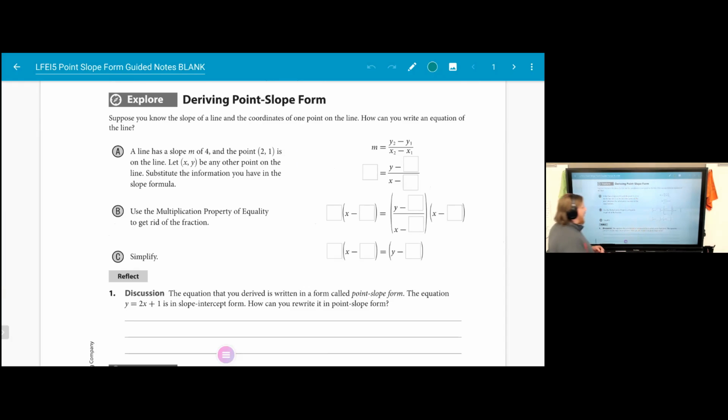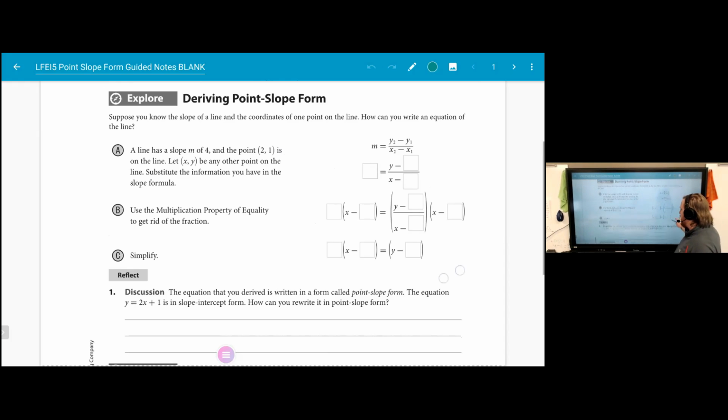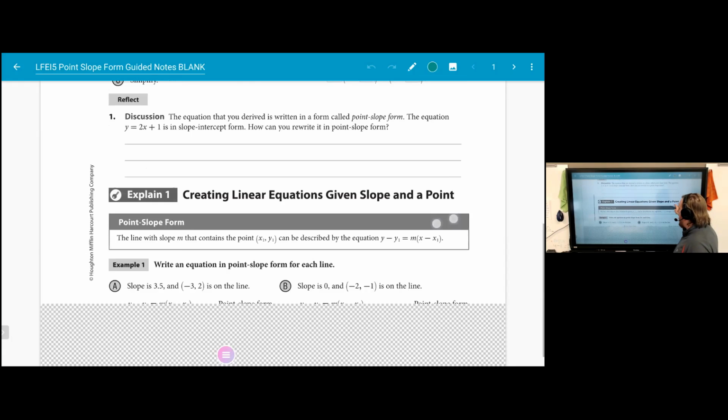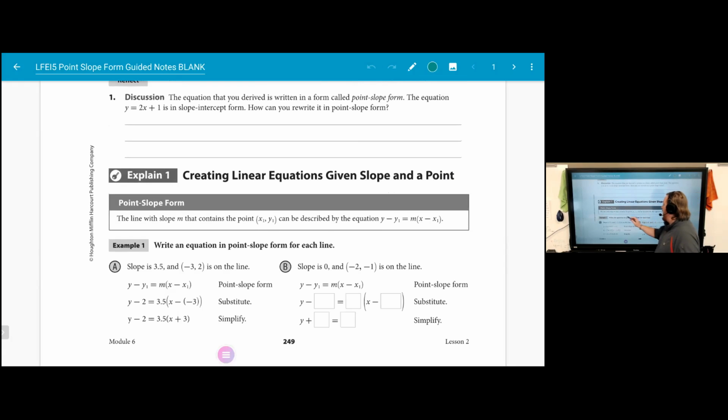How point slope form was derived was just rearranging the slope formula. We have m equals y2 minus y1 divided by x2 minus x1. Let's say you had a point and a slope. We could plug that in instead, and we could do some rearranging. If we did, we're going to end up with this equation right here. If you just star this, do what you got to do. This is the big deal here.